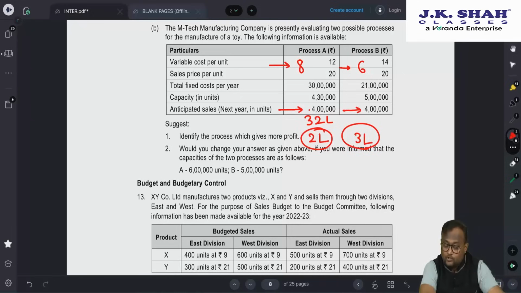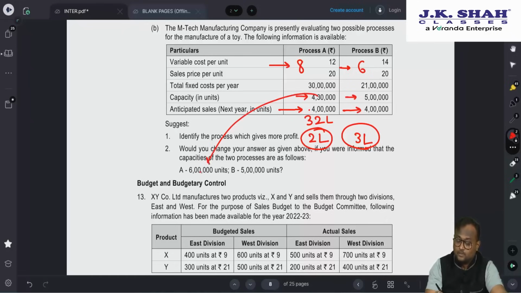Second part says, would you change your answer as given above if you were informed that the capacities of the two processes are as follows? Now, if your capacities suddenly increase from 4 lakh 30 to 6 lakhs, and from 5 lakhs it is 5 lakhs only. So, there is no change in the capacity of second process. Now, if there is a change in the capacity, that means probably there is a change in the demand. That is a silent assumption to be made here.